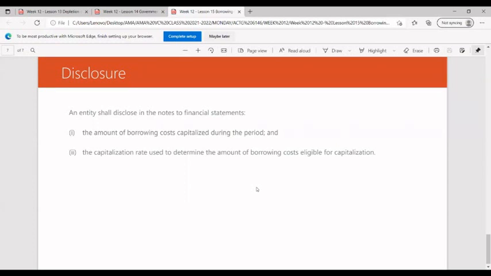So that's already input. For the disclosure, an entity should disclose in the notes to the financial statements the amount of borrowing costs capitalized during the period and the capitalization rate used to determine the amount of borrowing costs eligible for capitalization.